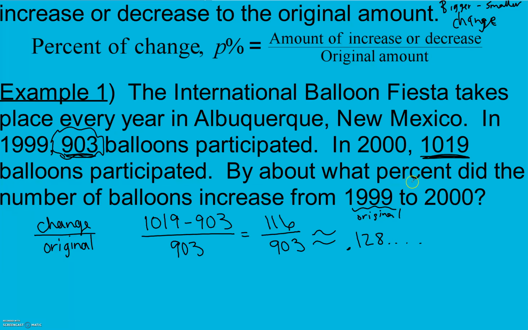And we want to know by about what percent. So to switch that into a percent, I'm going to move my decimal two places towards where my percent sign goes. 12.8%. And since we want about what percent, we're going to round to the nearest percent, round up since it's higher than 5. And it's about 13%, and that is a percent increase because it went from about 900 to about 1,000. So a 13% increase.